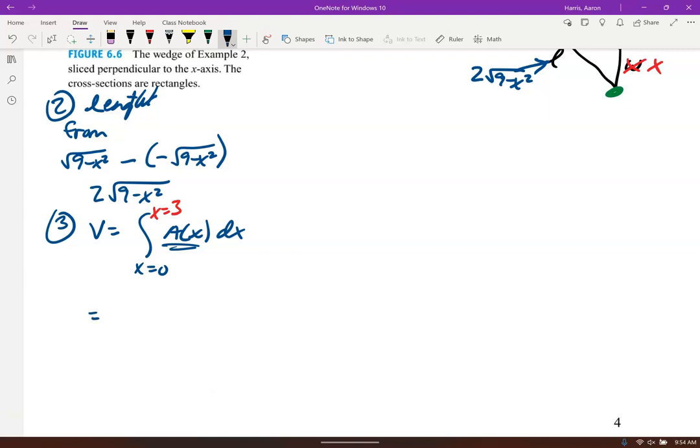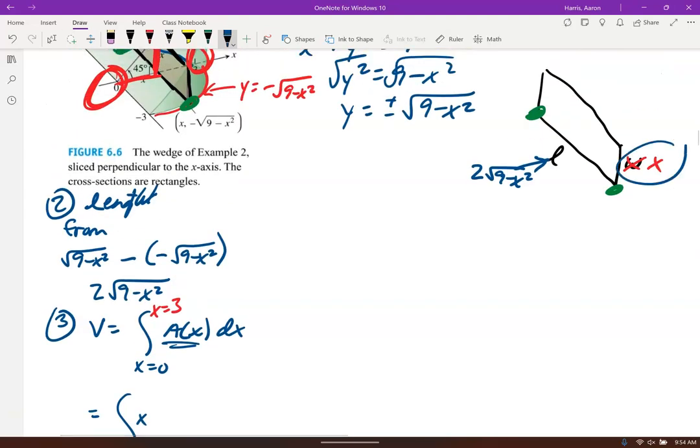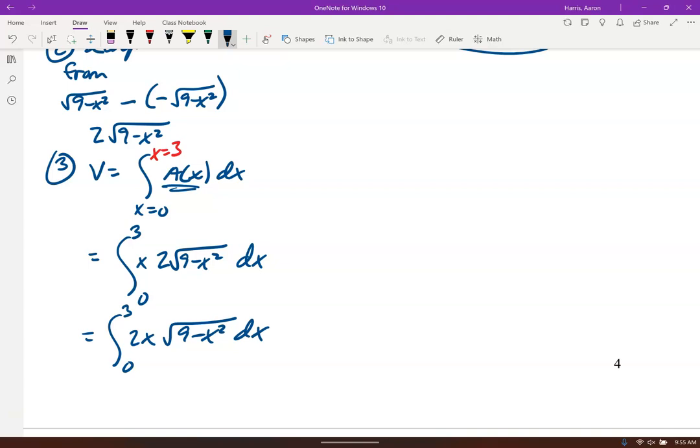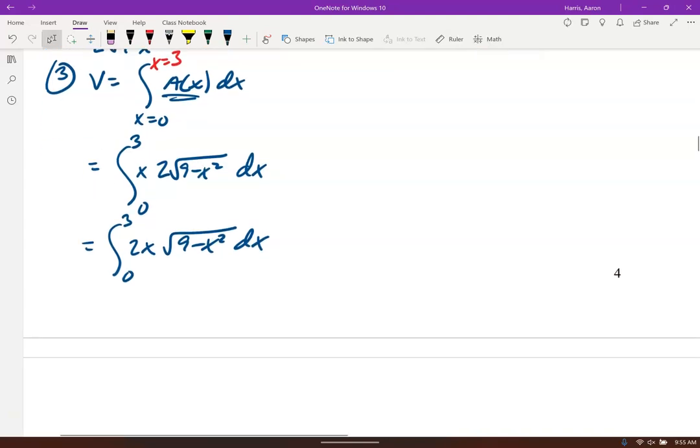So that would be the height of it was just x, right? That was that, and the length of it was 2 square root of 9 minus x squared. Okay, so that's where we come up with that formula. Let's clean that up. And then we just got to use some u substitution here.